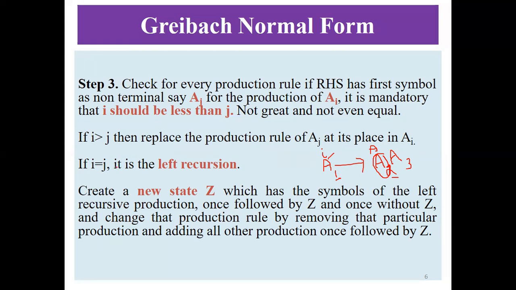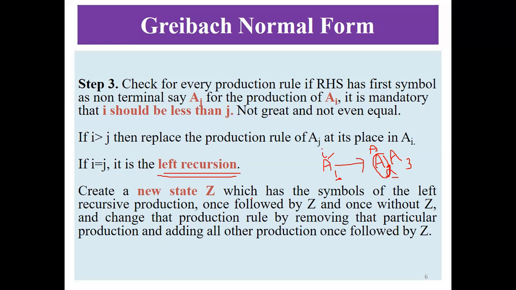Okay. If i equals j, it is called left recursion. So if the i and j values, that means the left hand side i value and the right hand side j value, are both the same, we call it left recursion. So we have to create a new state Z. You have to introduce a new state Z, which has the symbol of the left recursive productions, once followed by Z and once without Z. So we will see this example of how to remove this left recursion by introducing the new state Z.